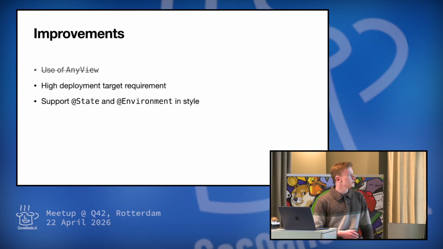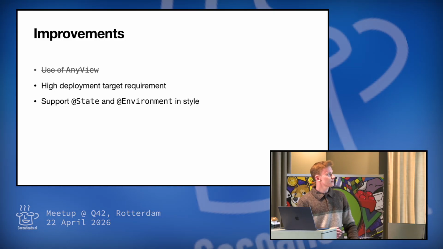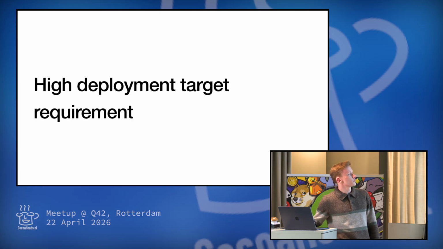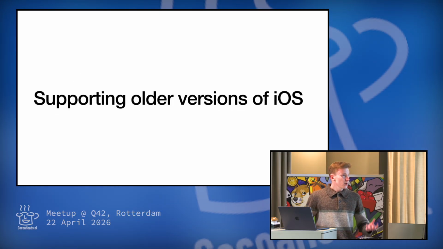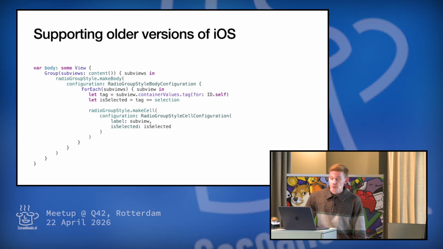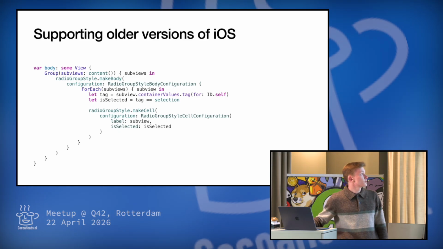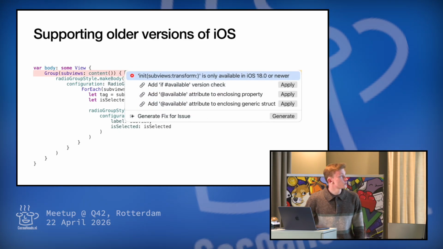So that's the use of any view. Let's have a look at how we can make this available for older platforms. So how can we support older versions of iOS? If we look at what we have, since we're using the new Group Subviews API, it's only available in iOS 18.